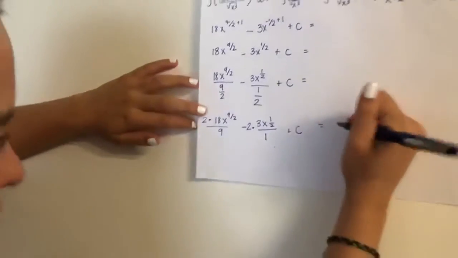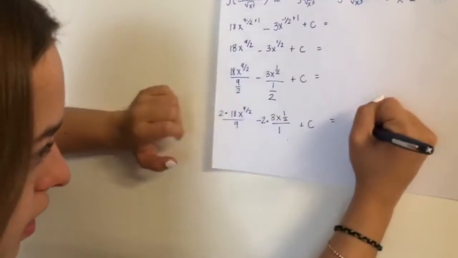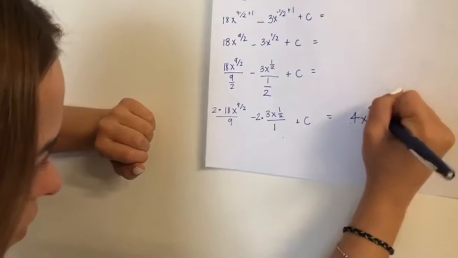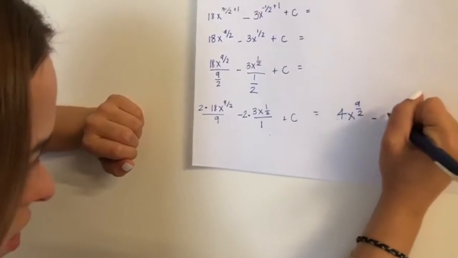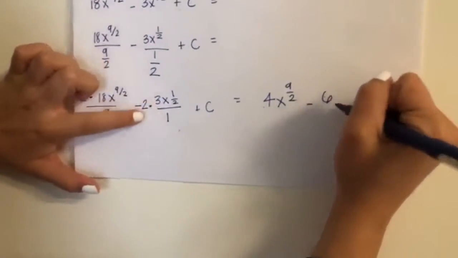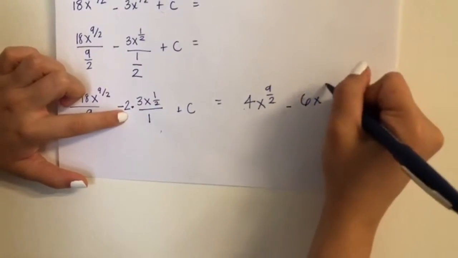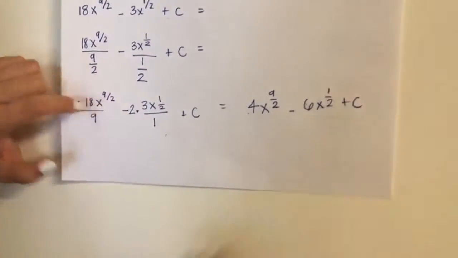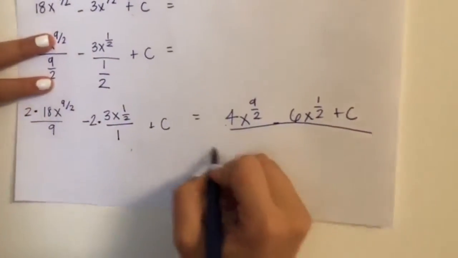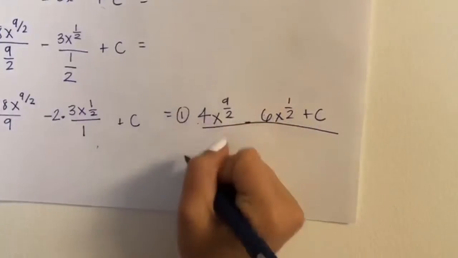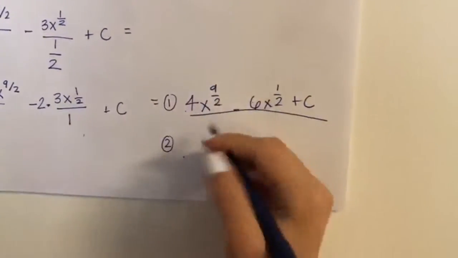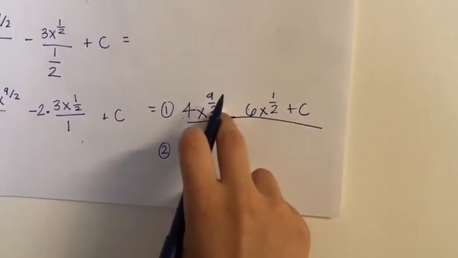And your answer is going to be, you divide and it's going to be 4x to the 9 halves minus 6x to the 1 half plus c. And since your problem has roots, you have to change it again to having roots. You cannot leave it like this. Like this is one solution, but the second is with roots. So you just convert this.